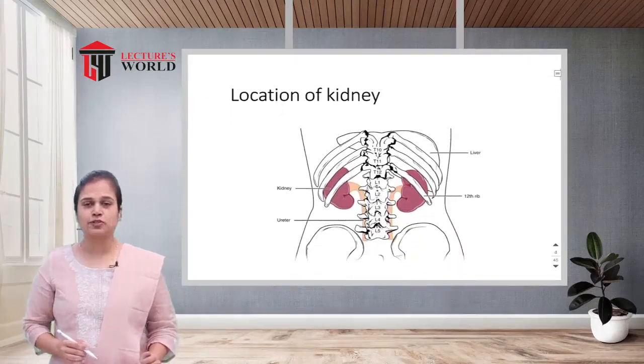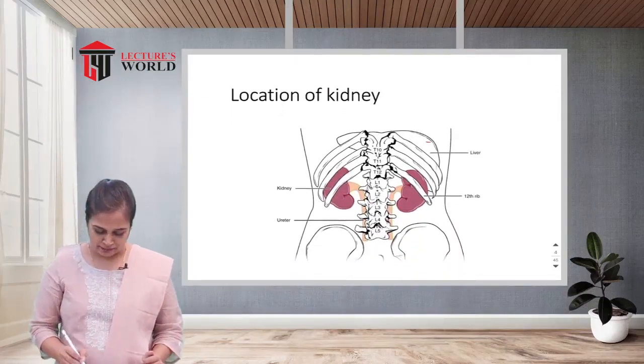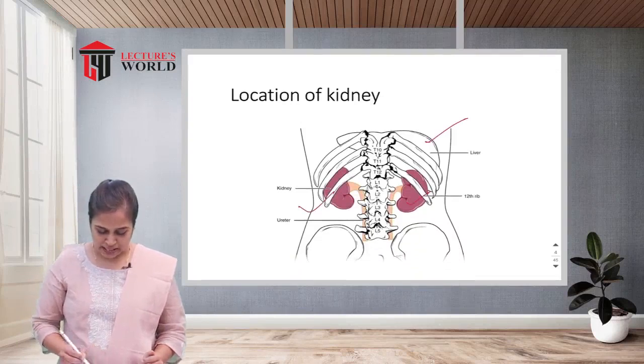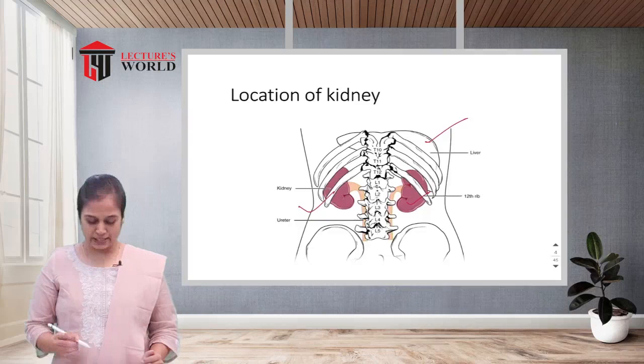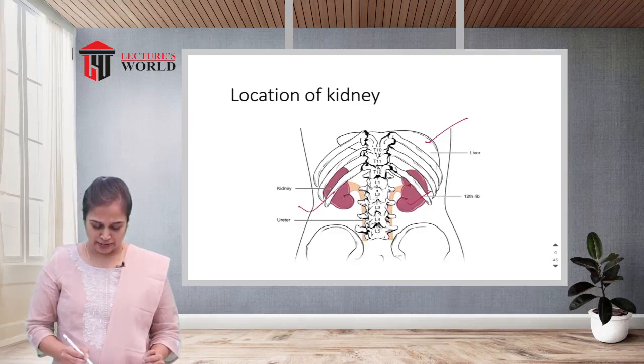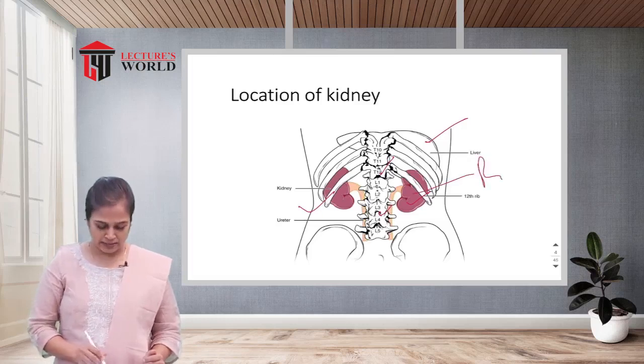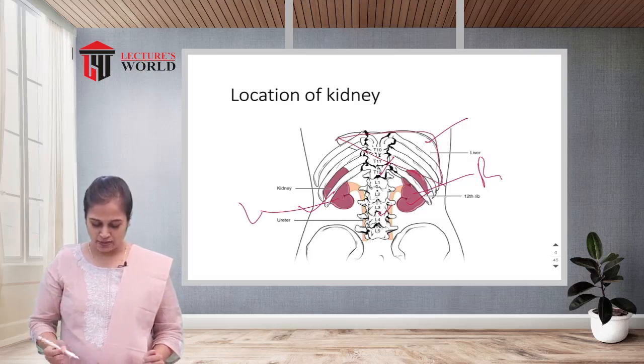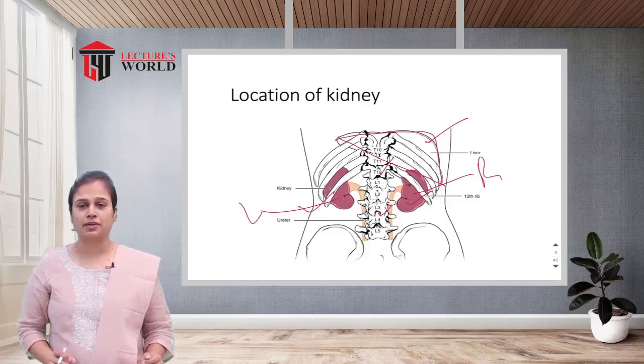So in the image you can see this is the liver, this is the right kidney and this is the left kidney. As I told you, the kidney extends from T12, that is the thoracic 12 vertebra, to the lumbar 3rd vertebra, and the right kidney is slightly lower than the left kidney. Why? Because of the presence of this liver. So this is about the location of the kidney.